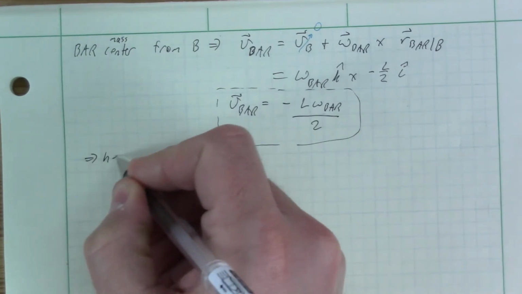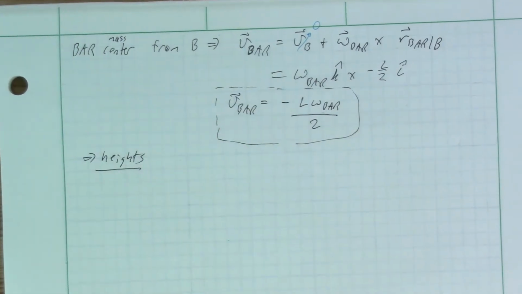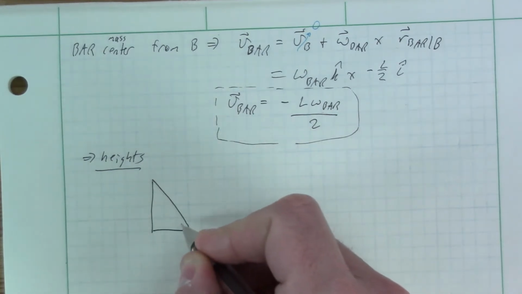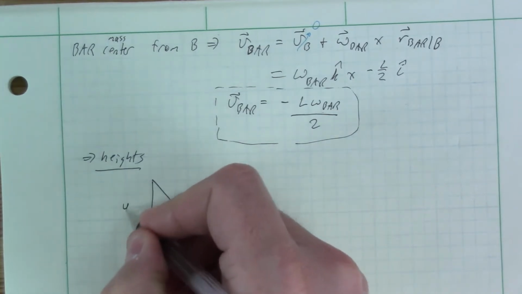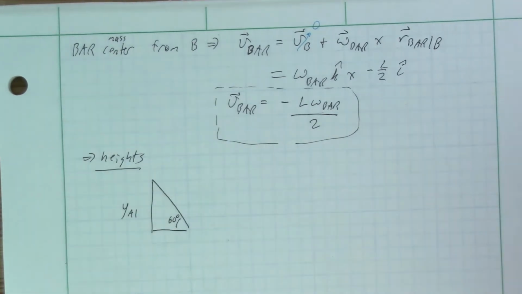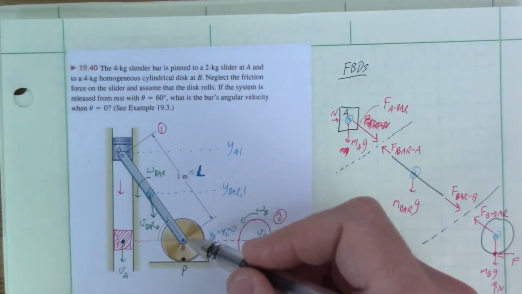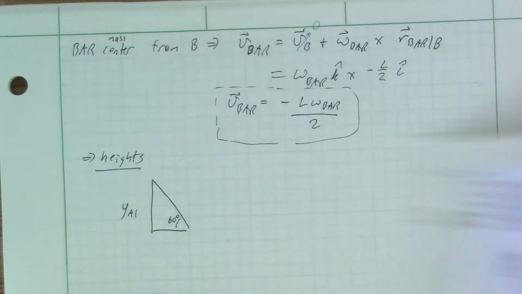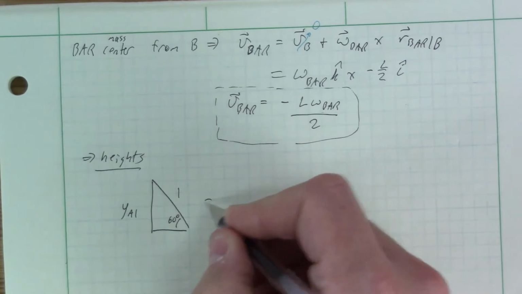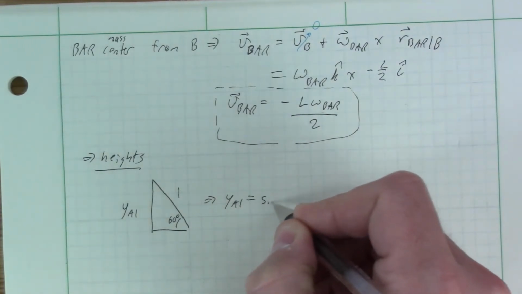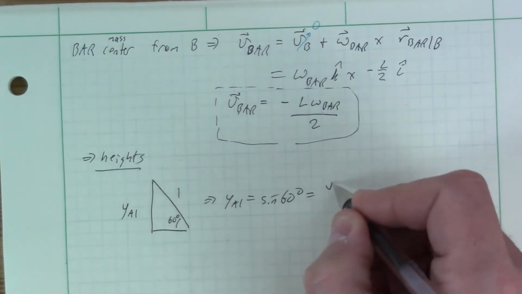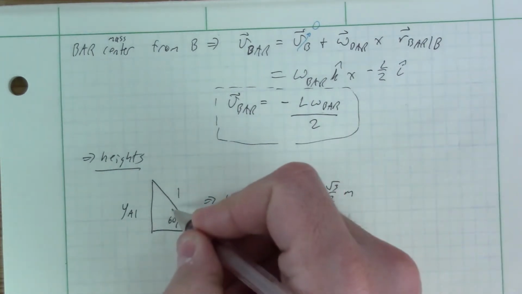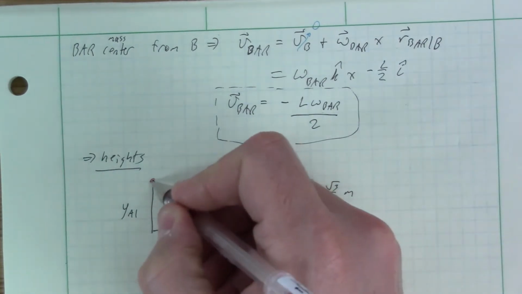So geometry, let's do the heights now. Okay, and these are just the initial heights. So it was initially at 60 degrees, where I'm determining YA1, and from datum, this is a hypotenuse of 1 meter. Okay, and YA1 is the height there. So this is just 1, and so therefore YA1 equals sine of 60 degrees times 1 meter, which is root 3 over 2 meters.